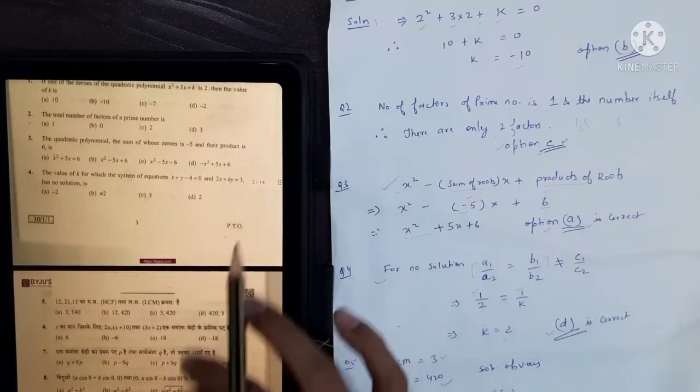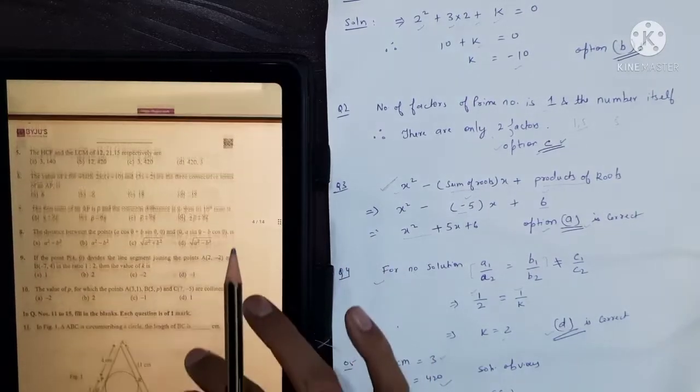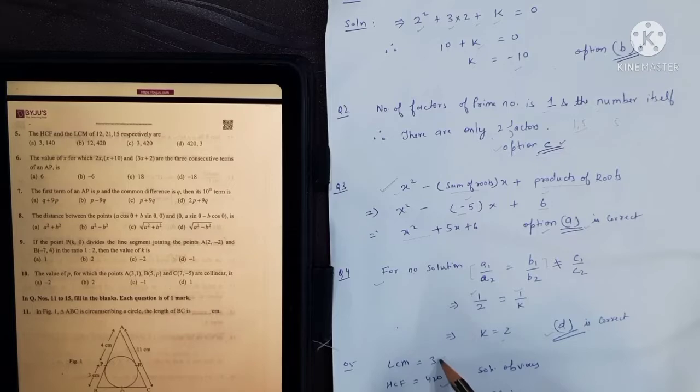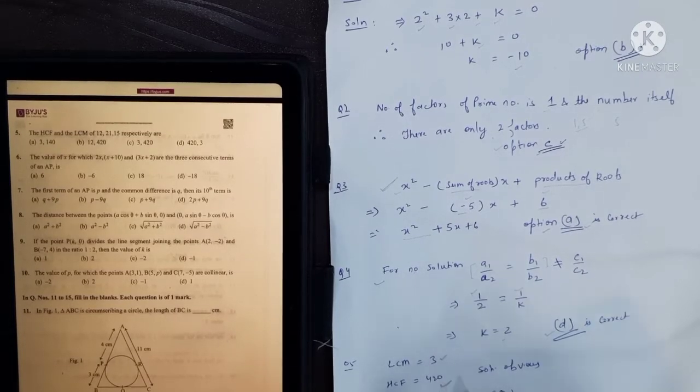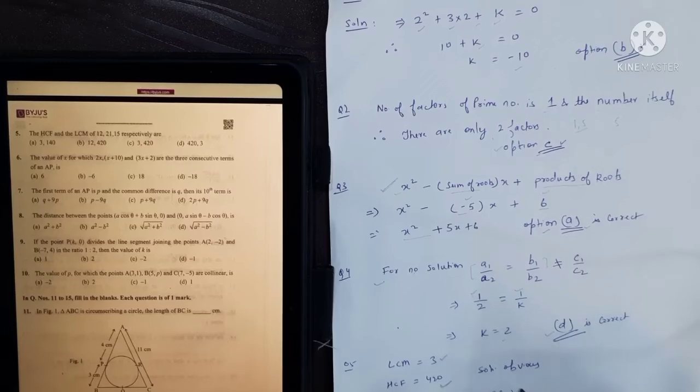Question number 5 is basic LCM and HCF. We can find out the LCM and HCF. They come out to be 3 and 420 respectively. So option C is correct.